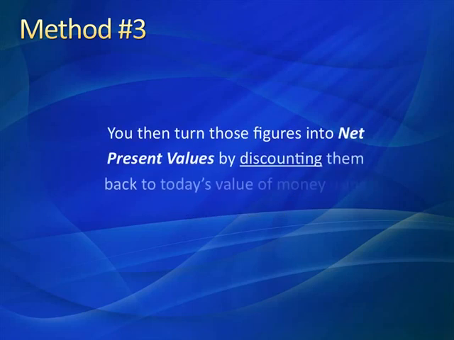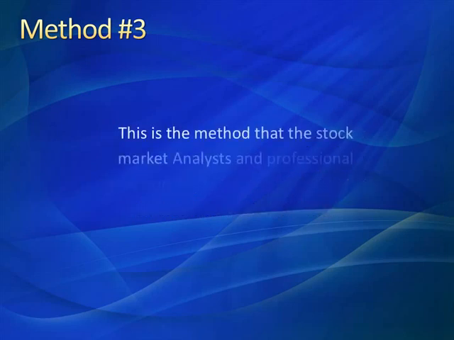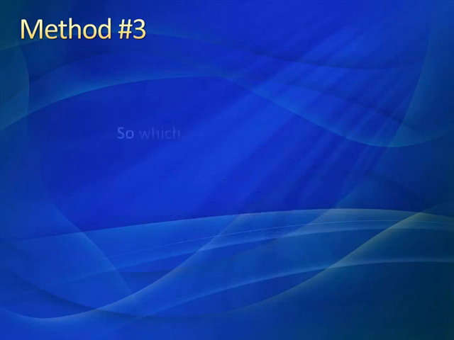You then turn those figures into net present values by discounting them back to today's value of money using an assumed cost of capital. This is the method that the stock market analysts and professional investors use, but it is not a method that I would suggest beginners use unless you are an accountant. So which method is best for you?